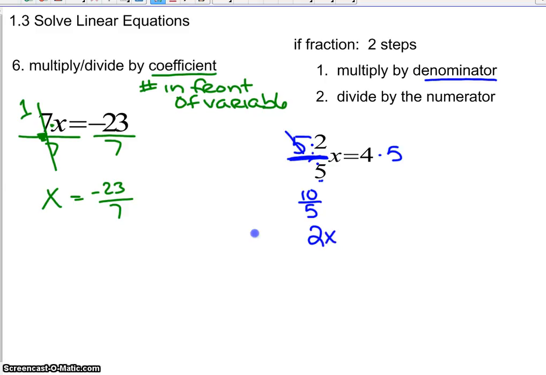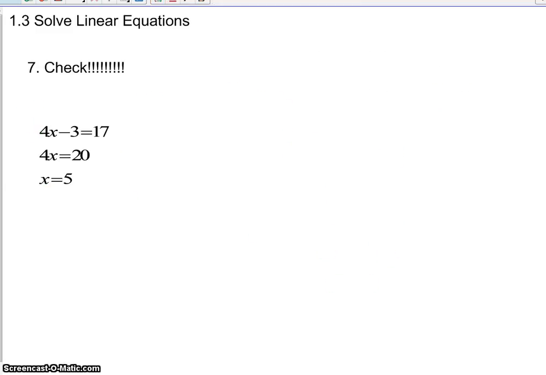2x, because again, these two multiplied to 1. And then 20 divided by 5. And then, I don't even really need step 2 because almost every one of us should recognize, hey, I'm going to divide both sides by 2 now. Done. And then your check.